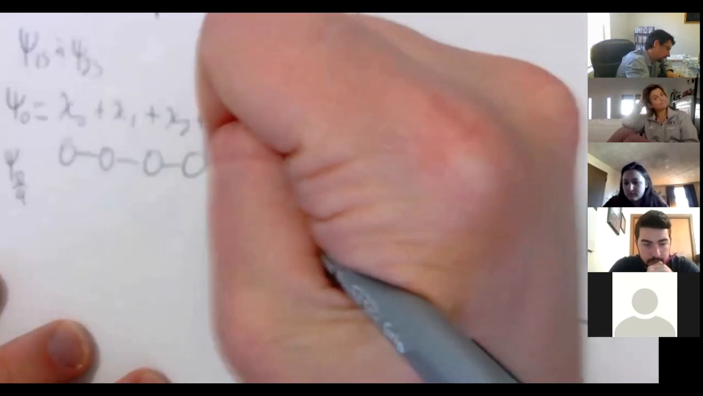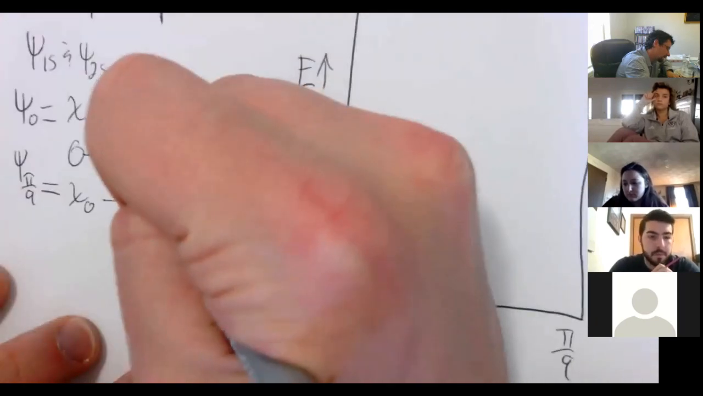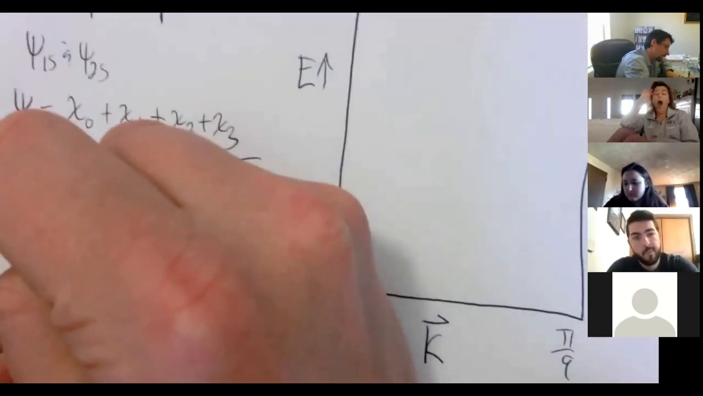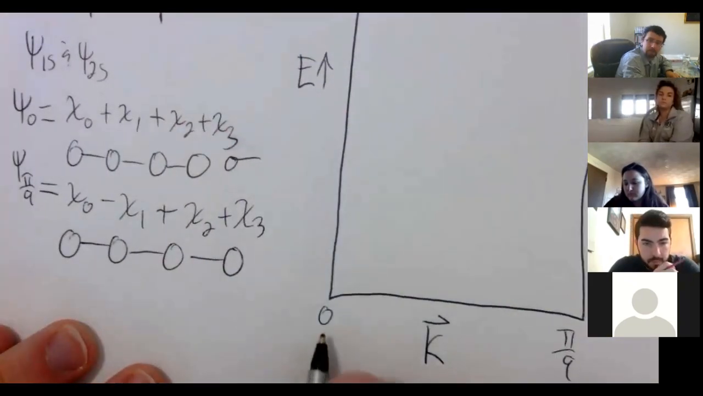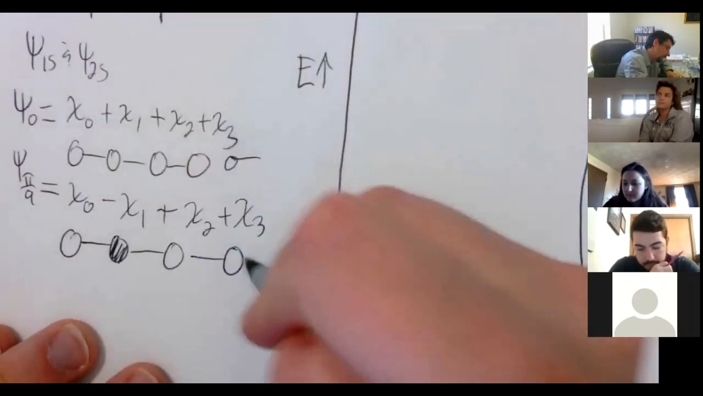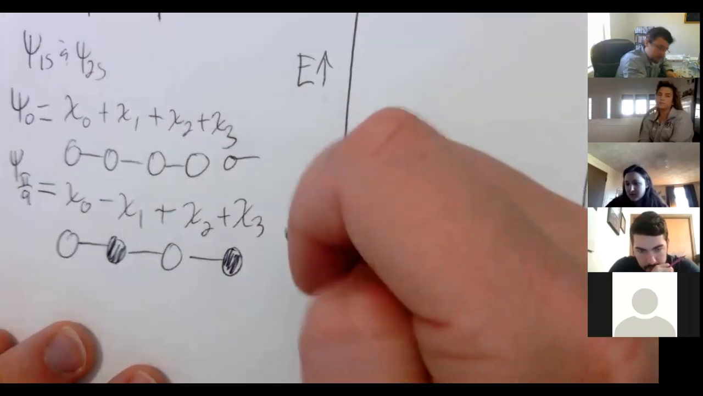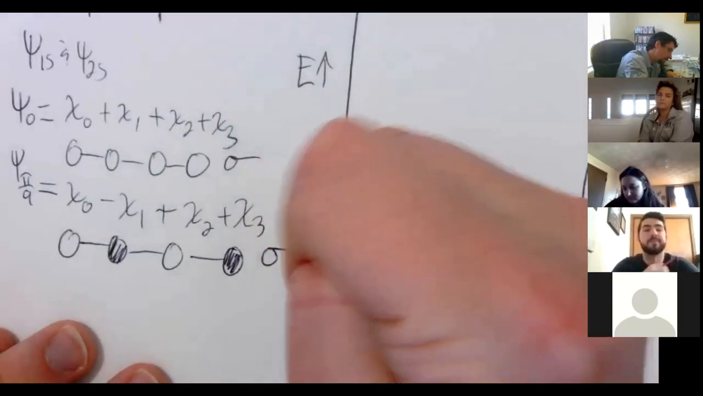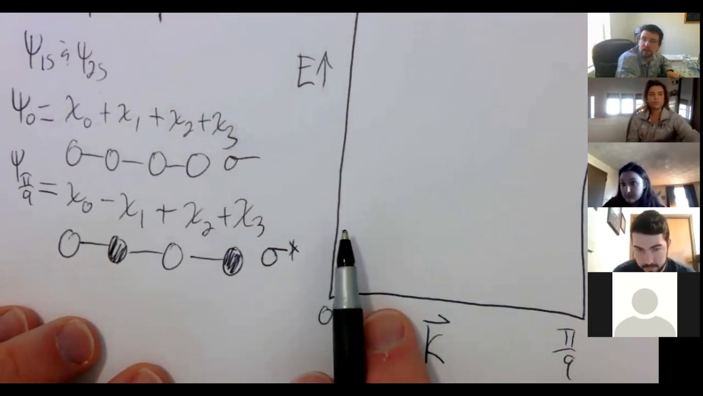Yeah. Okay, and then pi over a, that's when they're out of phase. And what's that going to look like? Colored in every other. Yep. And what type of interaction is that? Sigma, pi, delta? Sigma star. Yep.